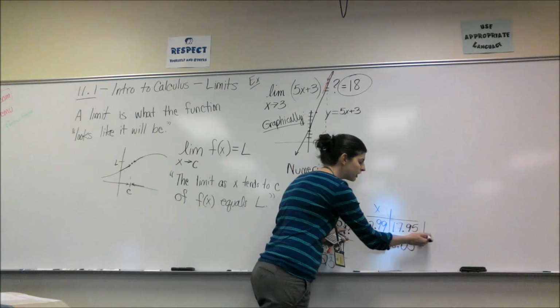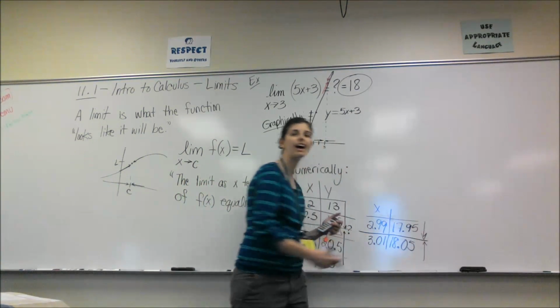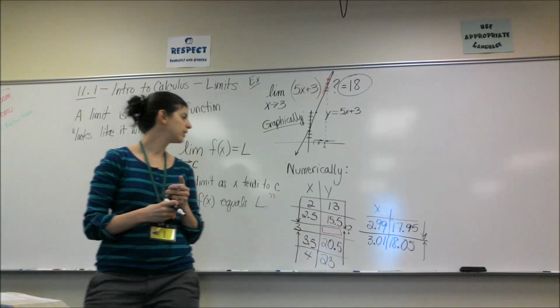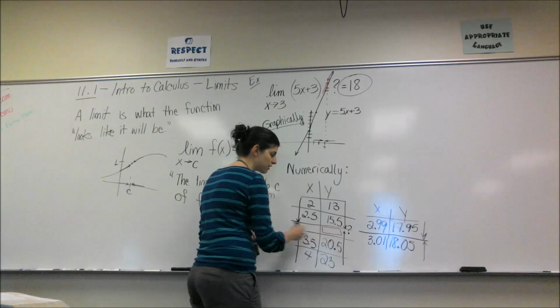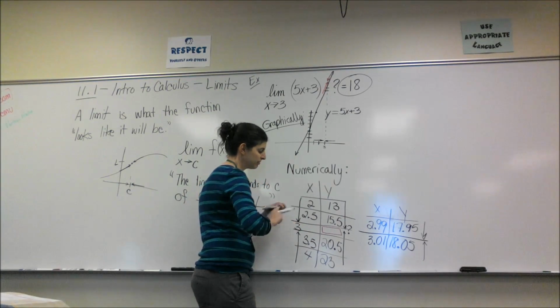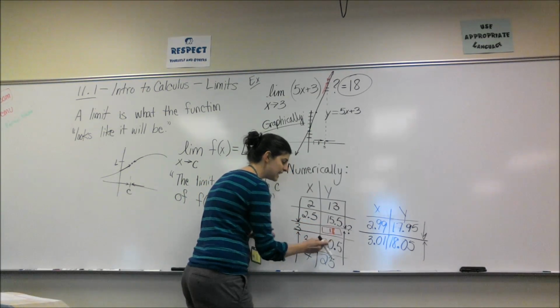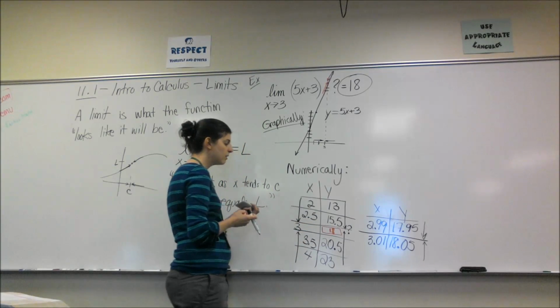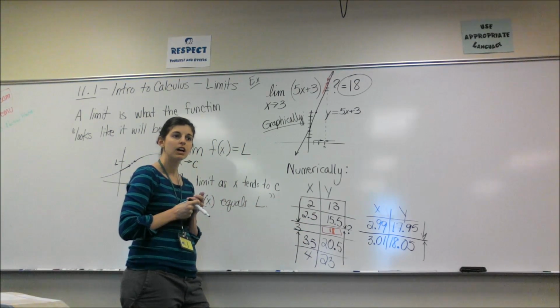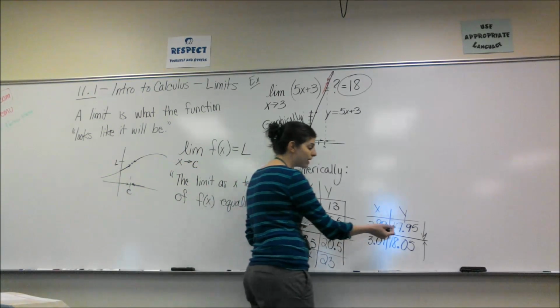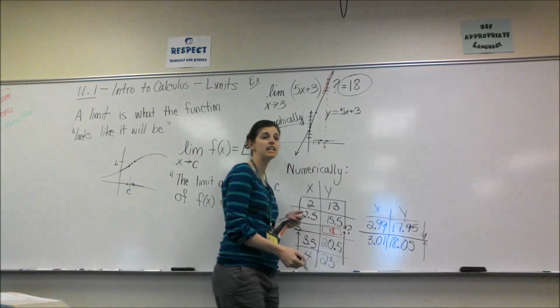What does it look like your graph is approaching? What height? What y value? 18. And we decided that before, too. Okay, and 18 fits the bill. It's between 15.5 and 20.5. But more specifically, it's between 17.95 and 18.05.